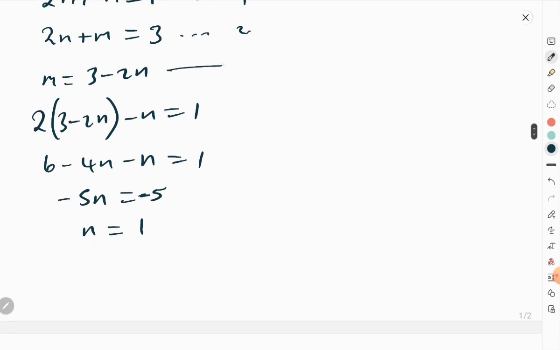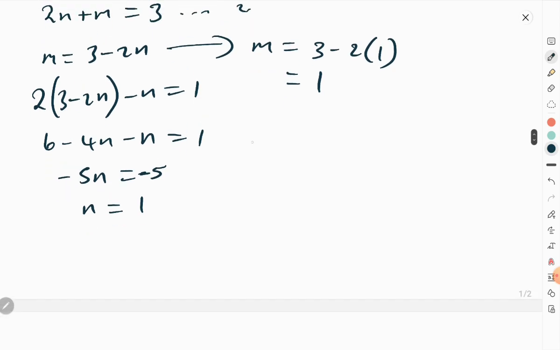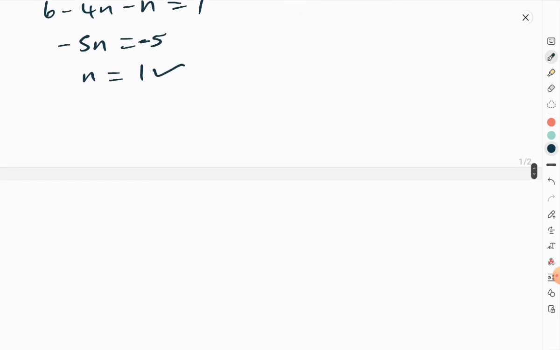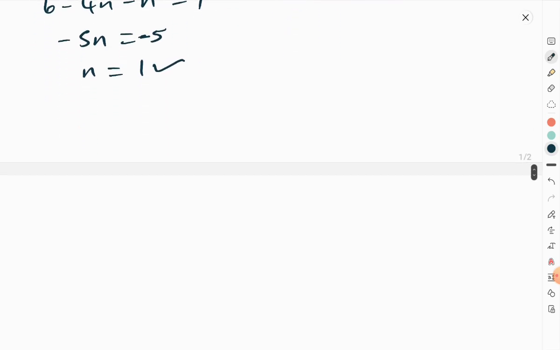Then if that is the case, you substitute it here. Then m is equal to 3 minus 2 times 1. Then our m is going to be equal to 1 as well. So you have this idea that we have solved it this way. So m is equal to 1 and n is also equal to 1. So this is how we solve this when the two complex numbers are equated to each other.